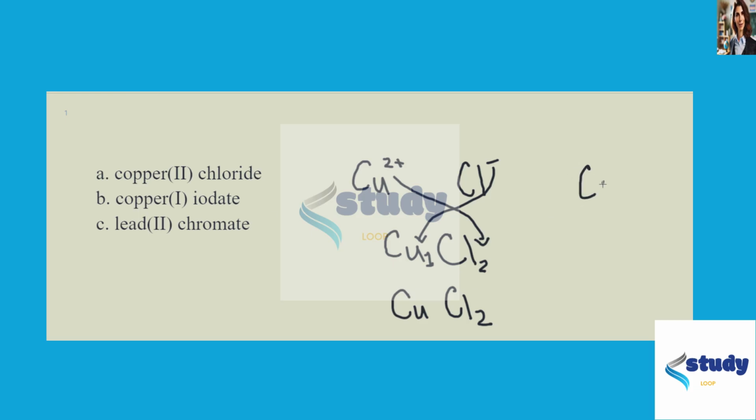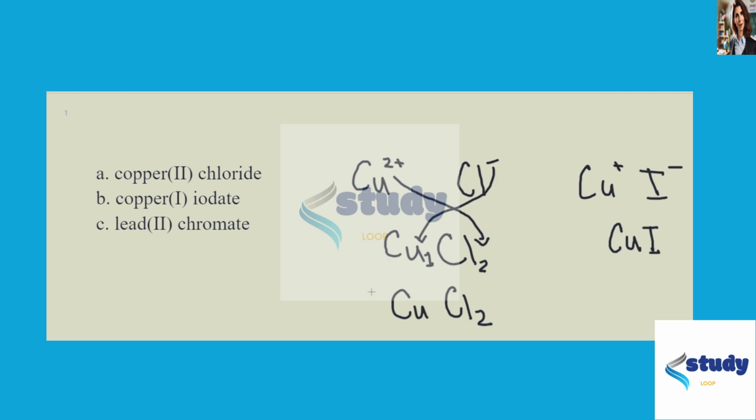Now, copper iodide, it is the same case. We have copper and we have iodine here, which is -1. Now here we have that this copper is copper 1+. So we just need one of each to make the compound since they are +1 and -1.